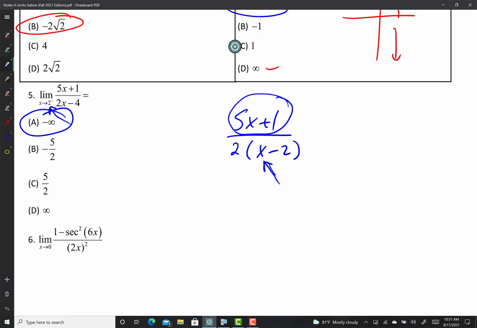It would be the same as saying it doesn't exist. You can say does not exist, but notice that answer choice is not in there. But yeah, you could say does not exist. We just made it harder for you guys.